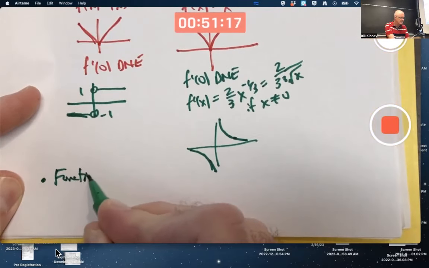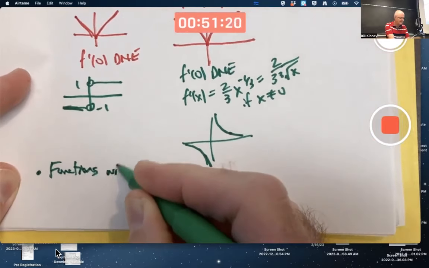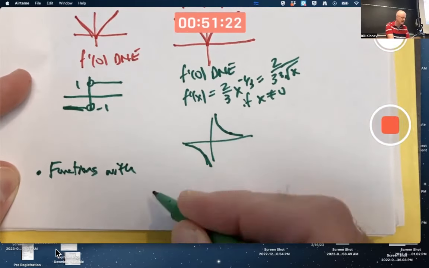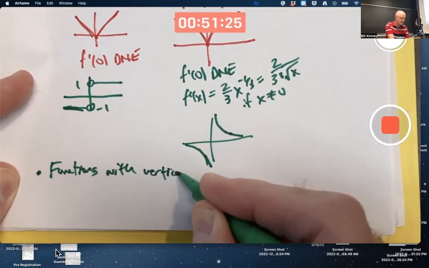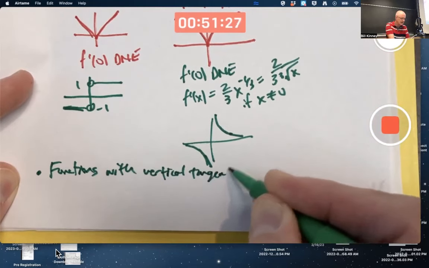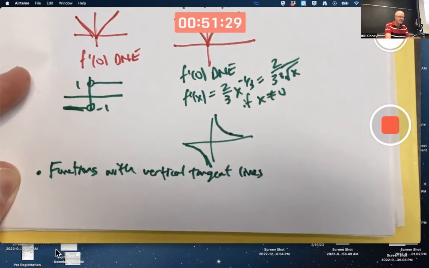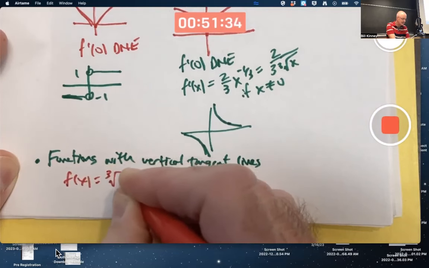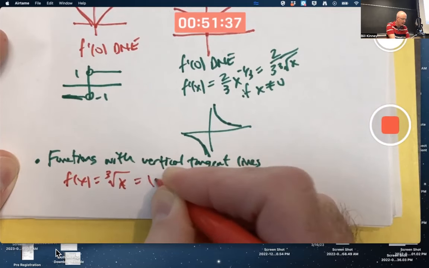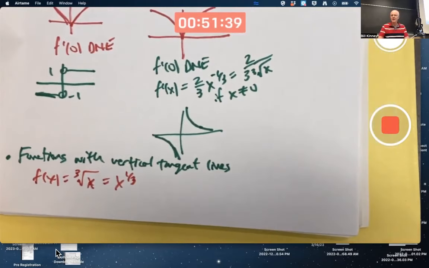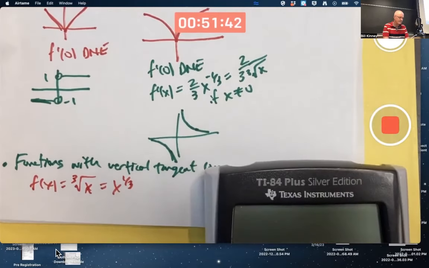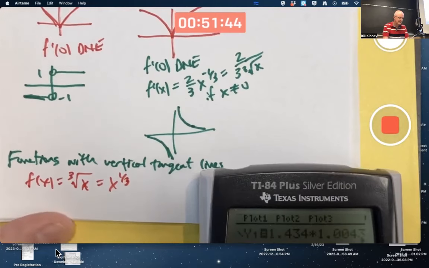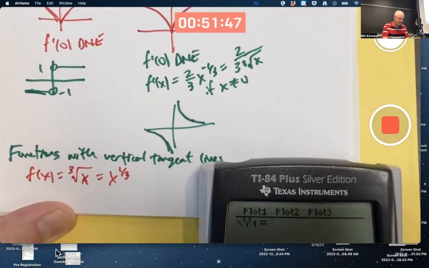Functions with vertical tangent lines. Vertical tangent lines. The simplest example being f of x is the cube root of x, x to the 1/3 power. Let's graph that with the technology here and see what we see. X to the 1/3 power, same thing as the cube root of x.